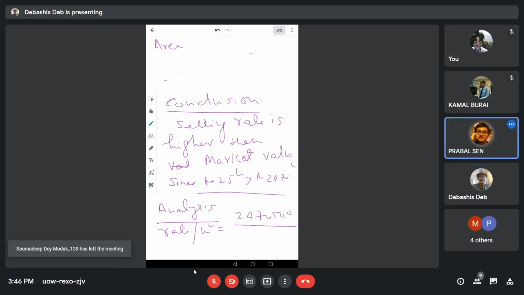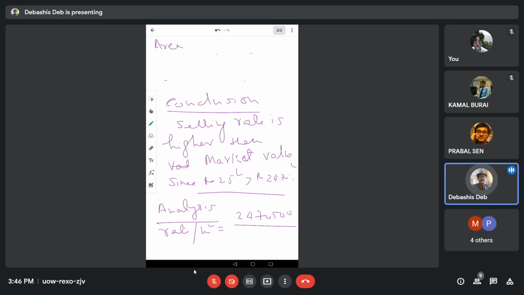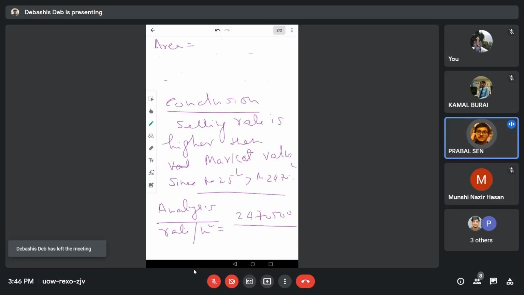Actual area will be 30 into 102 plus half into 10 into 102, of land A, area of land A. Land A, not B. But the first band and second band. Just a minute, okay? 3570.